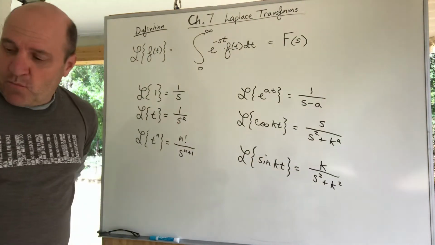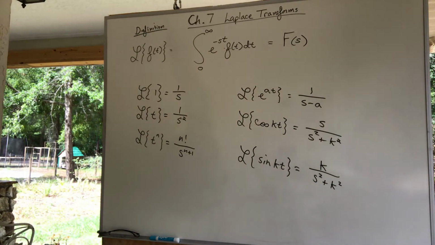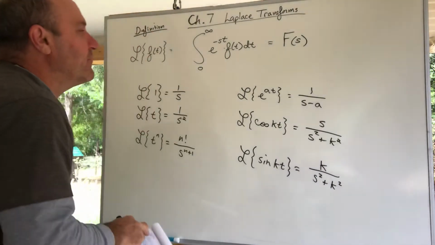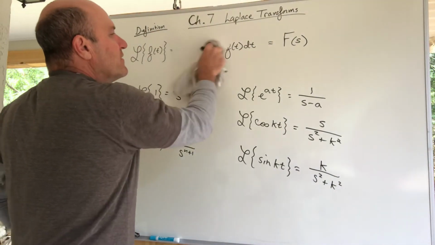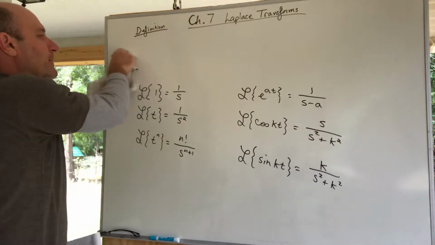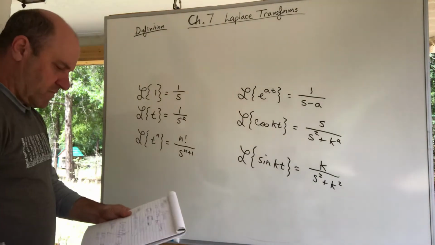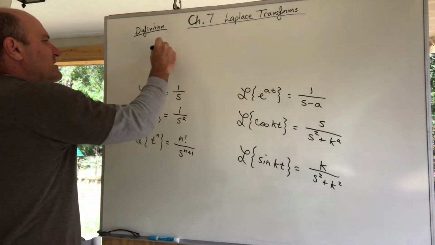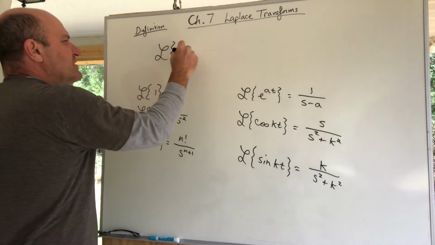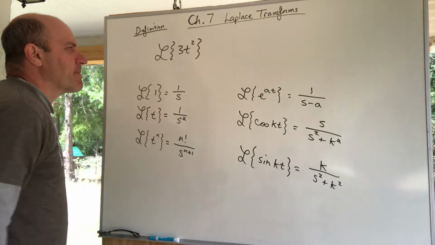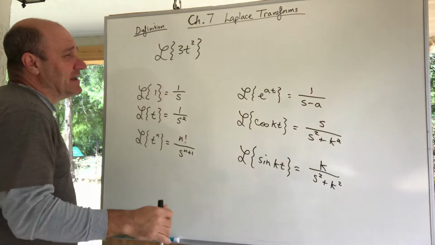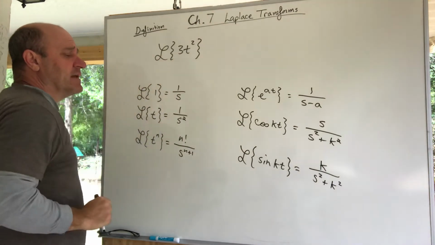So we use these, and once we use these, let's try a couple of examples here. Getting rid of the definition, let's try a couple of examples. What if I want the Laplace of 3t squared? Well, here's one rule I forgot to tell you. You're allowed to pull out a constant.